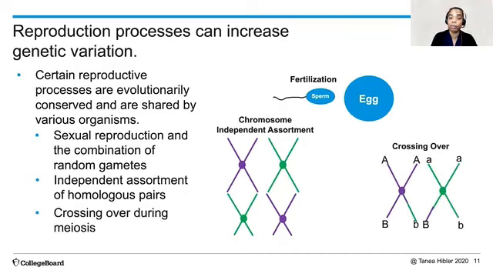And crossing over during meiosis also is going to increase genetic variation when you have segments of the chromosome that are swapped. Then on homologous pairs during crossing over, you actually get new combinations of genes. So maybe the big A, little b combination is a new combination that wasn't seen before.